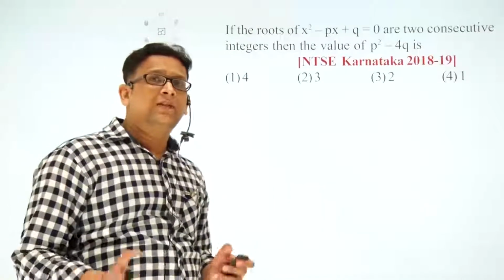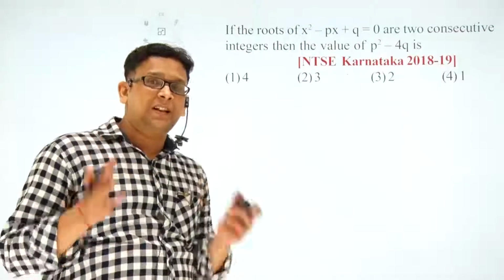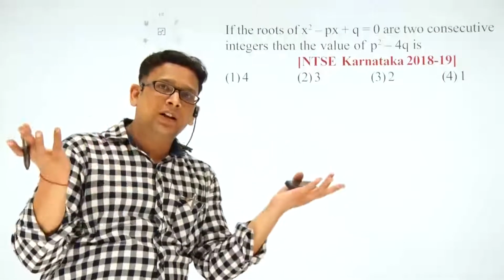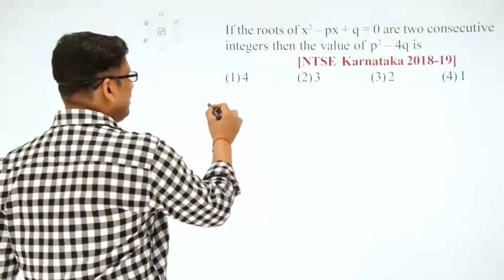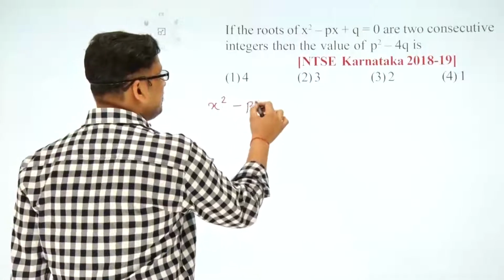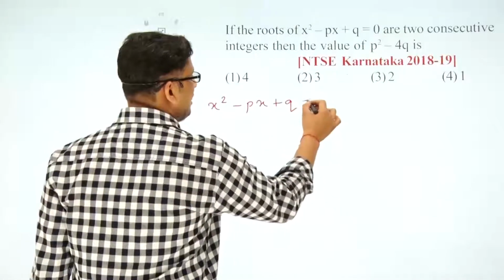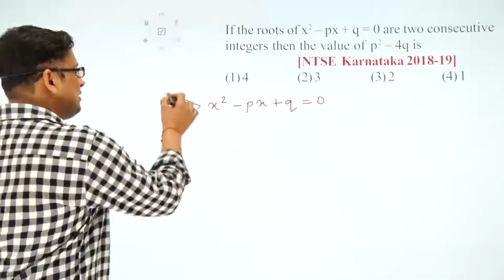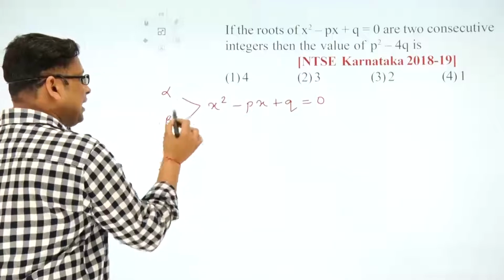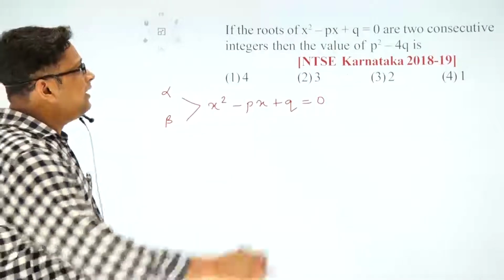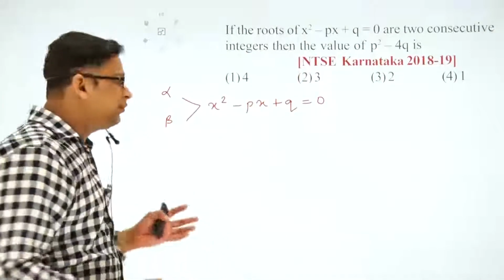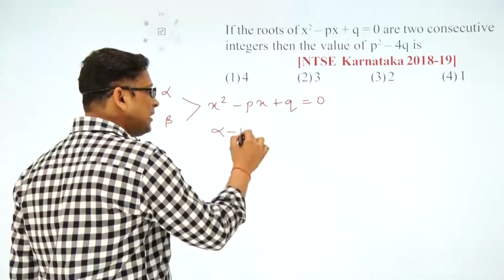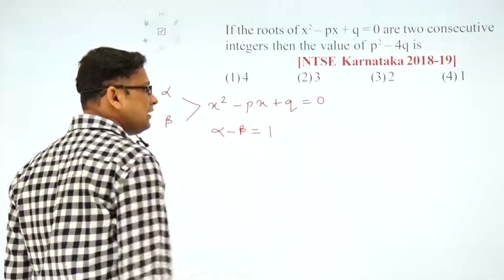If the roots are two consecutive integers, then it means that the difference of the roots is 1. So over here the equation is x square minus px plus q is equal to 0, and we are just considering the roots of this equation, that is alpha and beta, and it says that the two consecutive roots are there. So we can say that alpha is greater than beta, we assume that. So alpha minus beta is equal to 1.